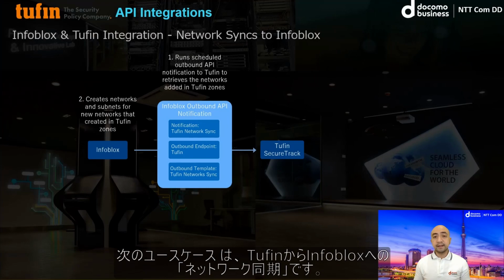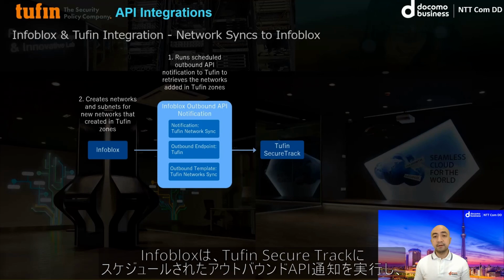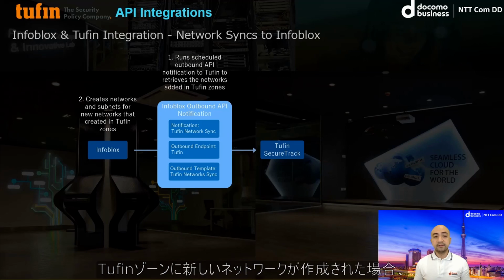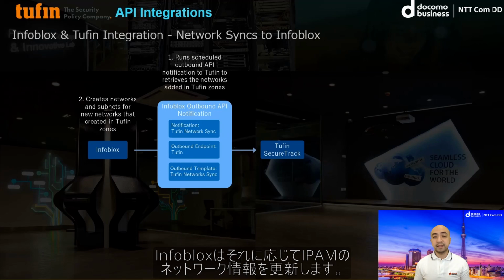Next use case, network sync from Tufin to Infoblox. Infoblox will run a scheduled outbound API notification to Tufin SecureTrack to retrieve the network changes from Tufin zones. If there are any new networks created on Tufin zones, then Infoblox will update its IPAM networks accordingly.